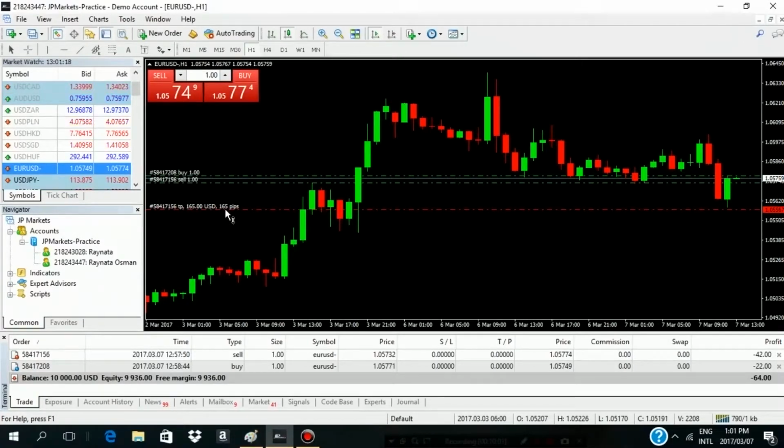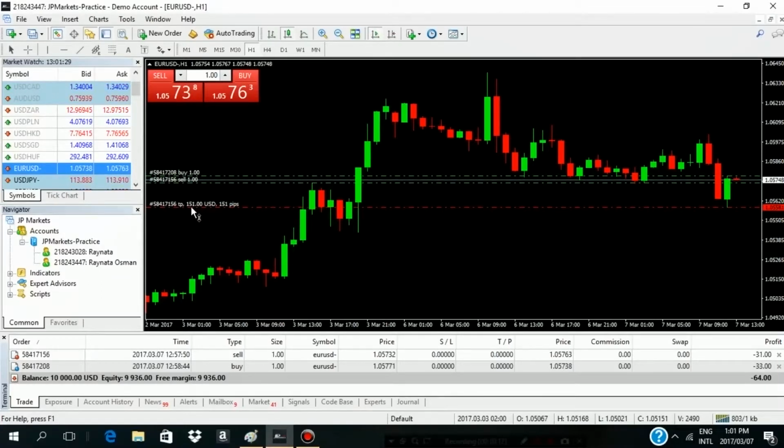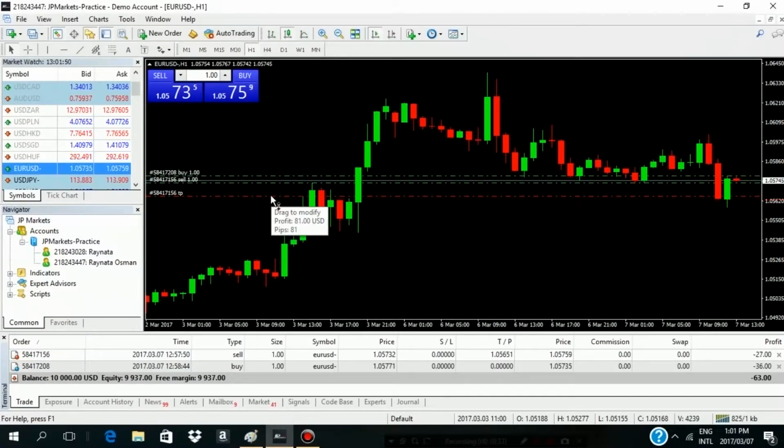Notice how it tells you how many points away from your trade you are. That's 165 pips. And it also shows you how much profit you are going to be making once price reaches this point. So once you let go, the market will automatically set it. If you hover over your take profit, you will be able to see how many pips it is, and how much profit you will be making. And even after you've set it, you can move it up or down again.